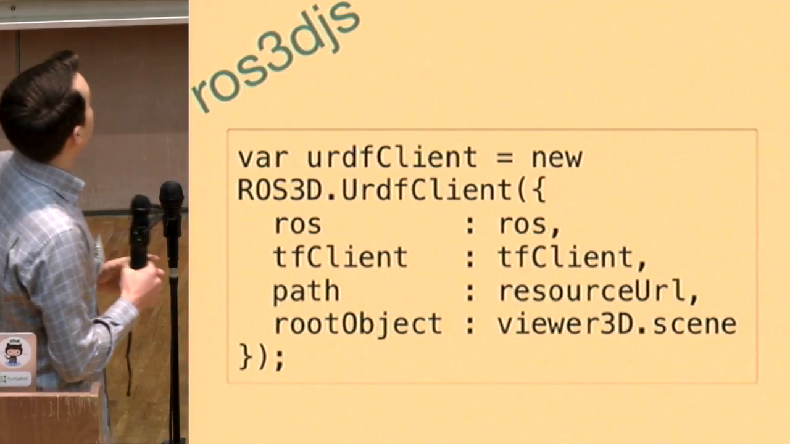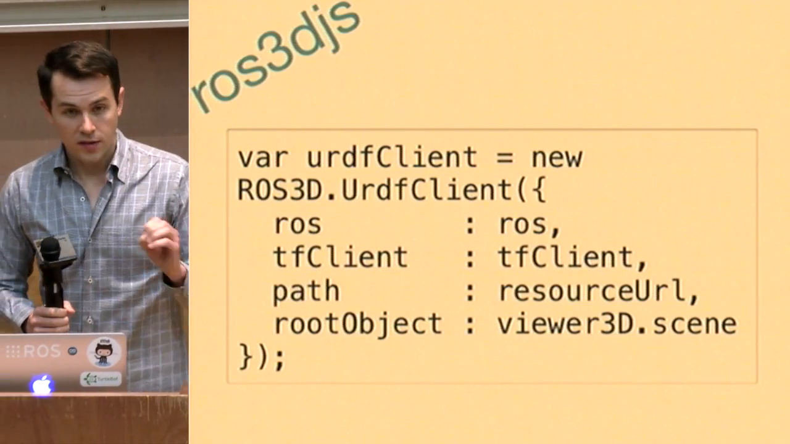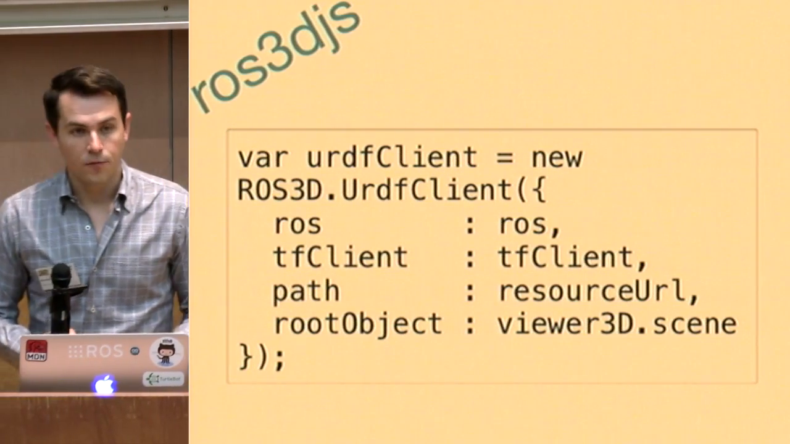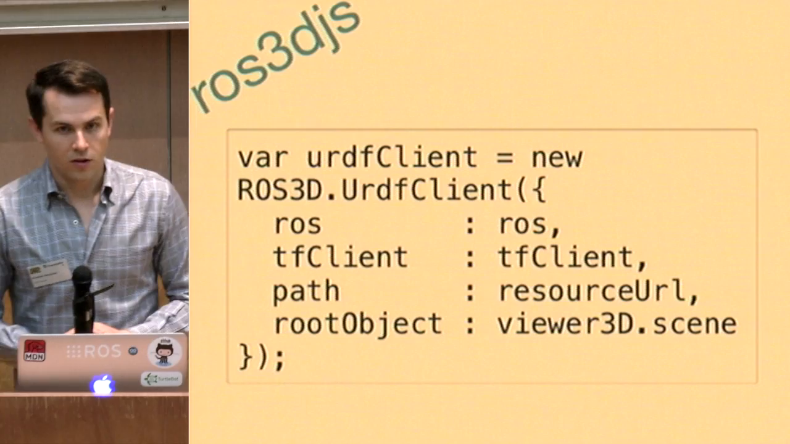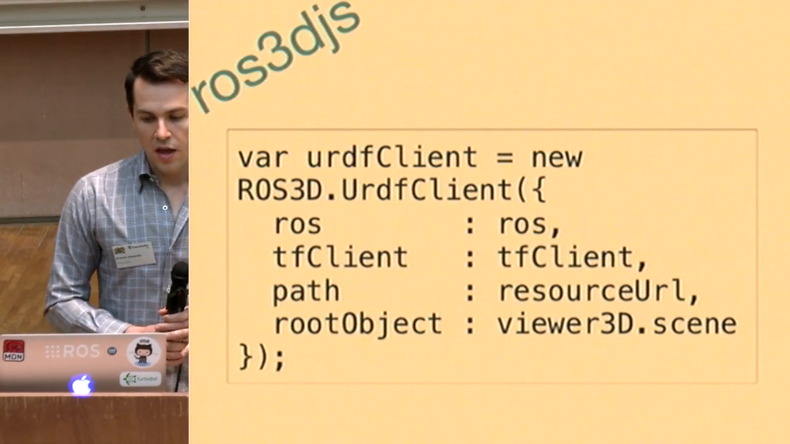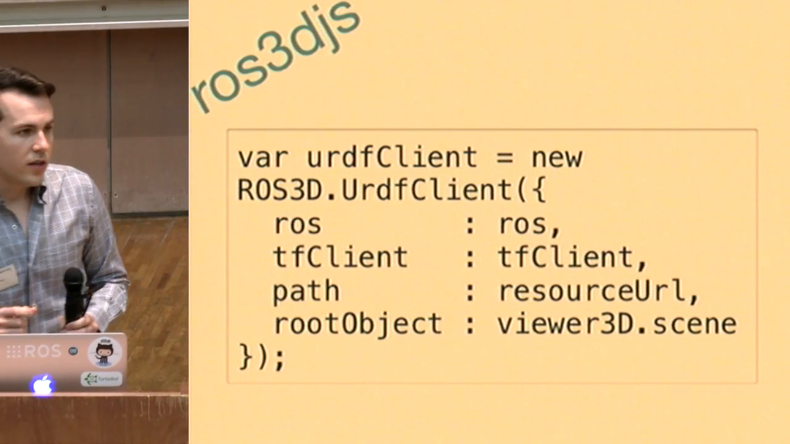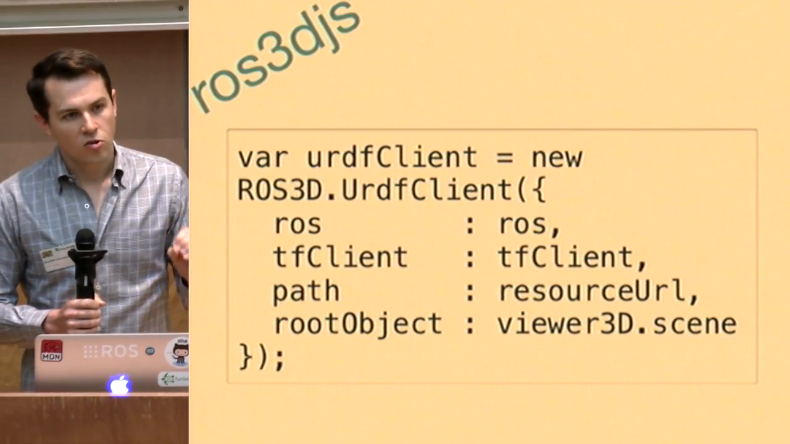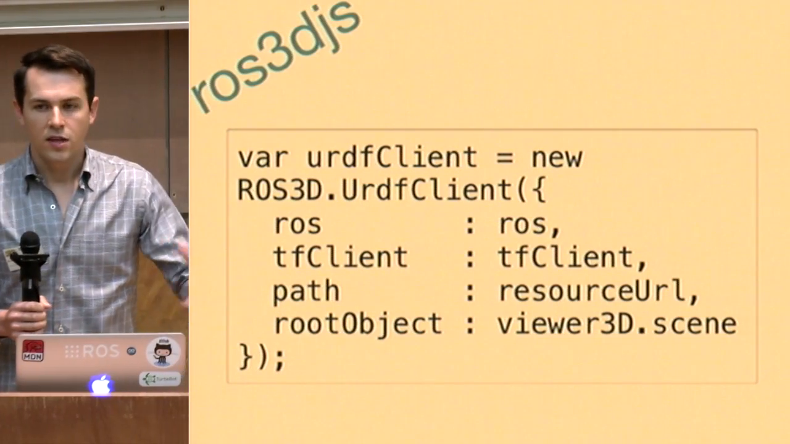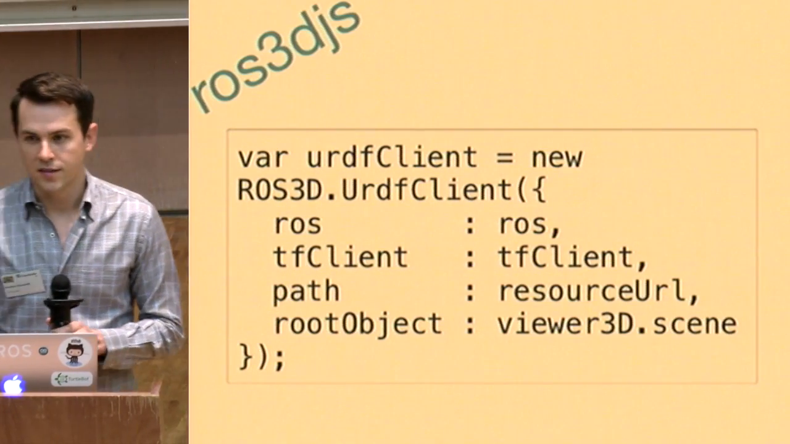And then the juicy part is the URDF client. URDF client, we specify the TF subscriber, we specify the resource URL of where it can find the collada file of the Turtlebot, and then we tell it the scene which it should add itself to. URDF client is then responsible for subscribing or fetching the Turtlebot 2's URDF, taking all the mesh files needed, and then rendering it in the browser with no plugins in 3D.